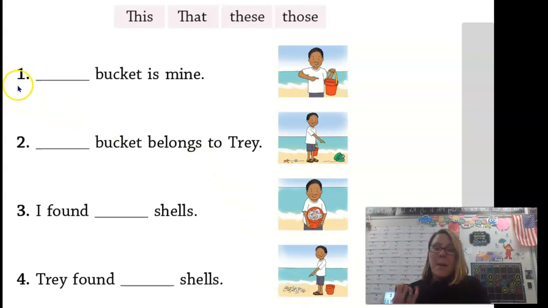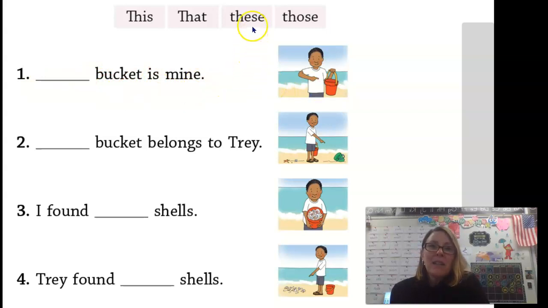Okay, let's see. Number 1, blank bucket is mine. So he's pointing to his bucket. Oh, he's at the beach too. How fun. We had weird weather today. It snowed today. What? In April? Ah, crazy.